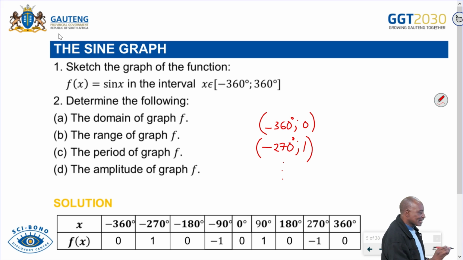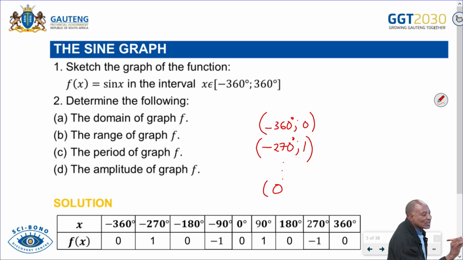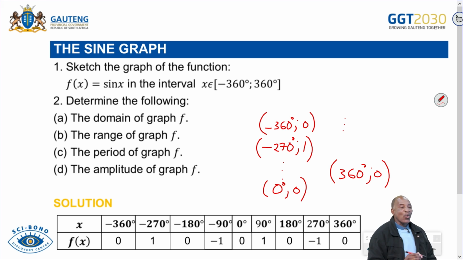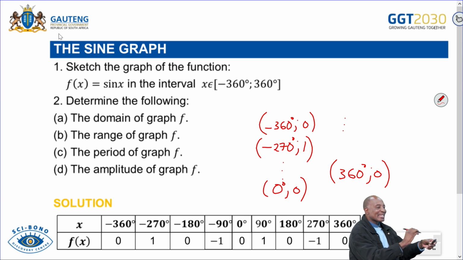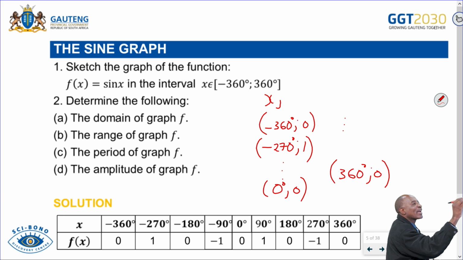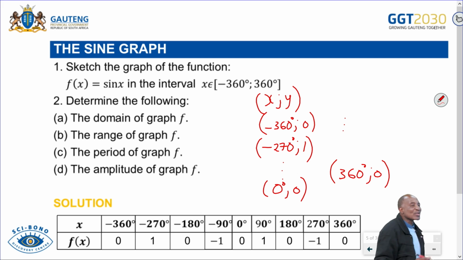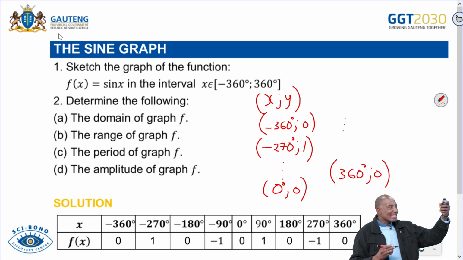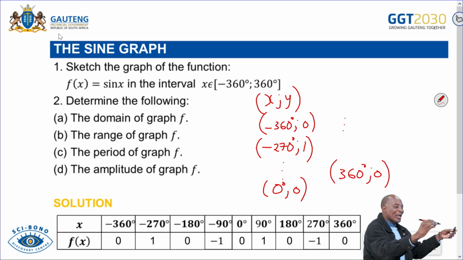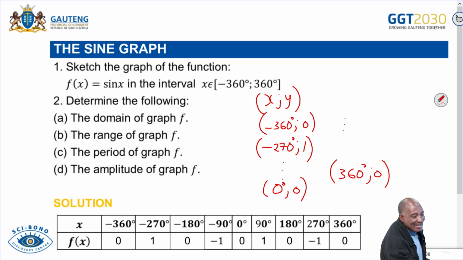All those are the points until you get to point 0, 0, after which you cross to the positive side, and it will continue until you get to the last point, which is 360 degrees and 0. These are your ordered pairs now. We took them from the table and we are now forming an ordered pair, which is always in the form x, y. X values are your domain, the input, then your output being the y values. So this is how we come up with a table in these questions.